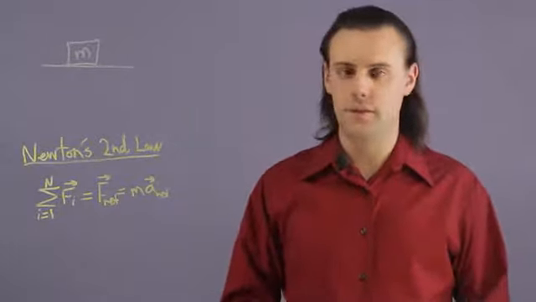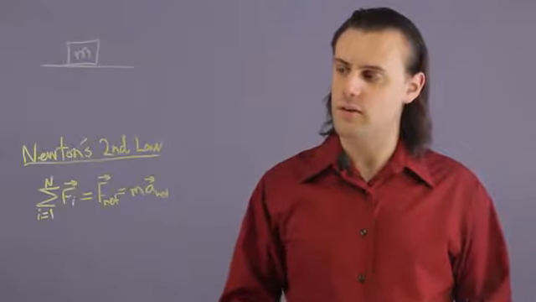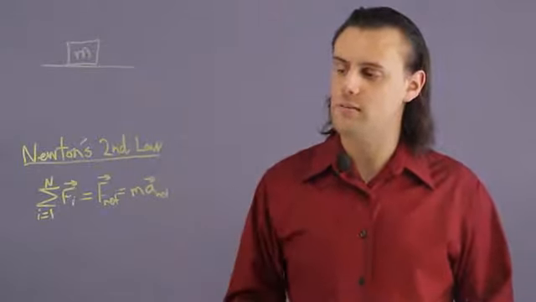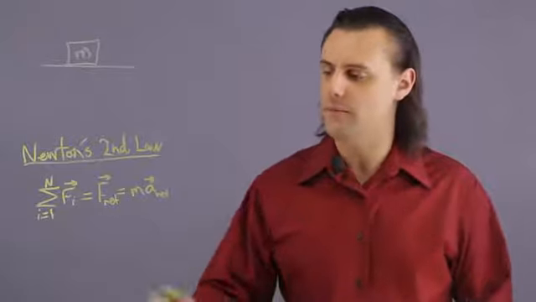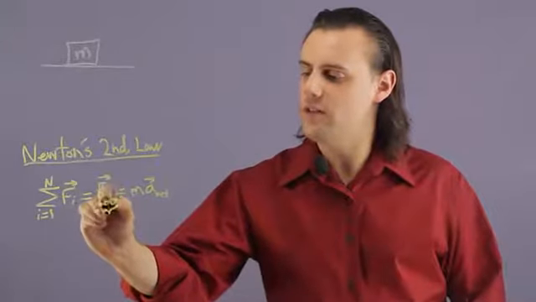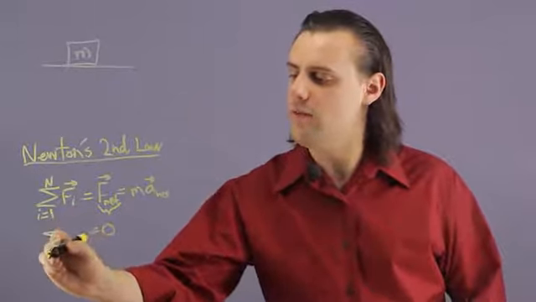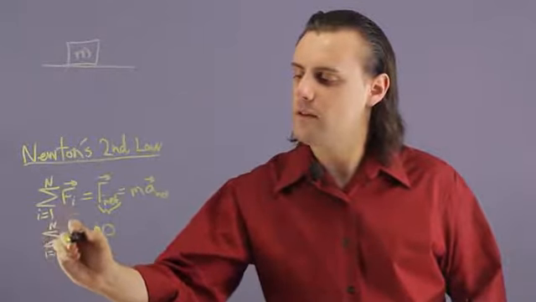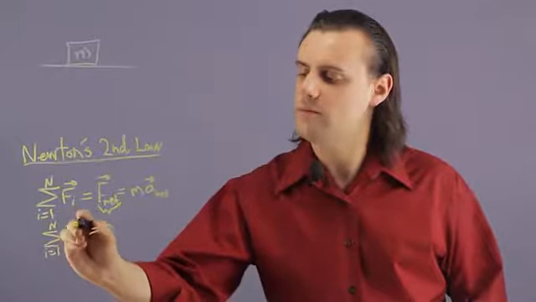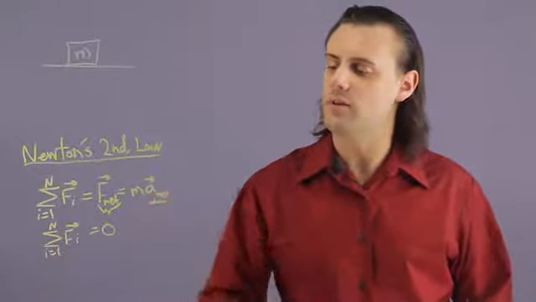So, if all of the forces on an object are balanced, then the net force is going to be zero. So if this quantity is equal to zero, then we have the sum of the forces is equal to zero. So this net acceleration will be zero.